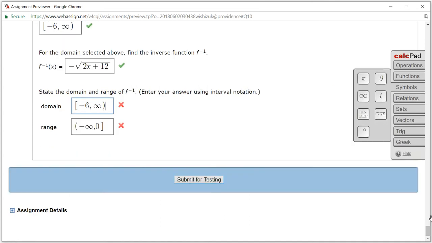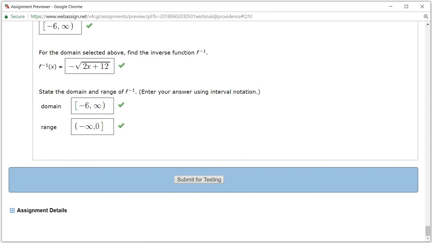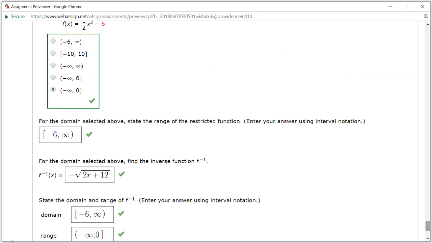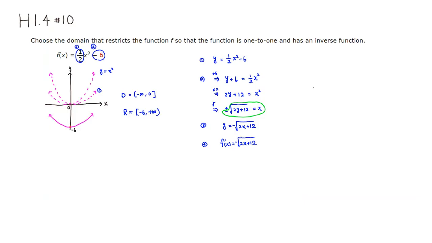Let's submit for testing. All right, I came back and looks like we got this one correctly. All right, that's it. I hope that this was clear.